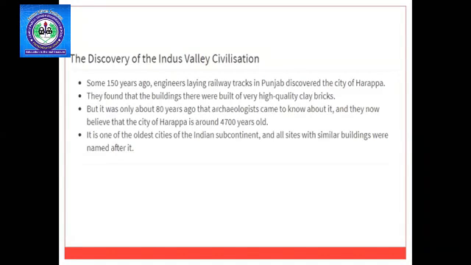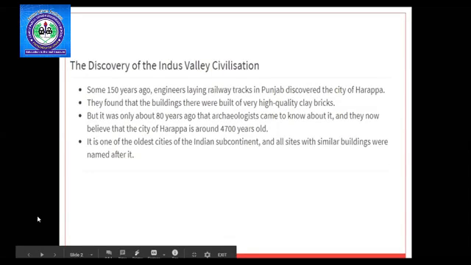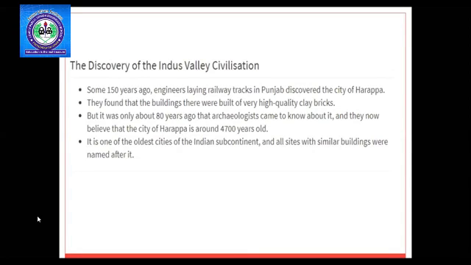The discovery of the Indus Valley civilization. Some 150 years ago, engineers laying railway track in Punjab discovered the city of Harappa. They found that the buildings there were built of very high quality clay bricks.